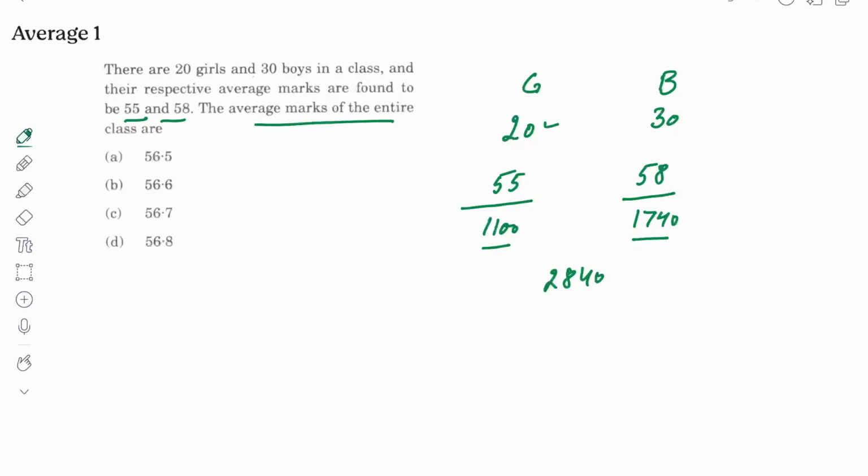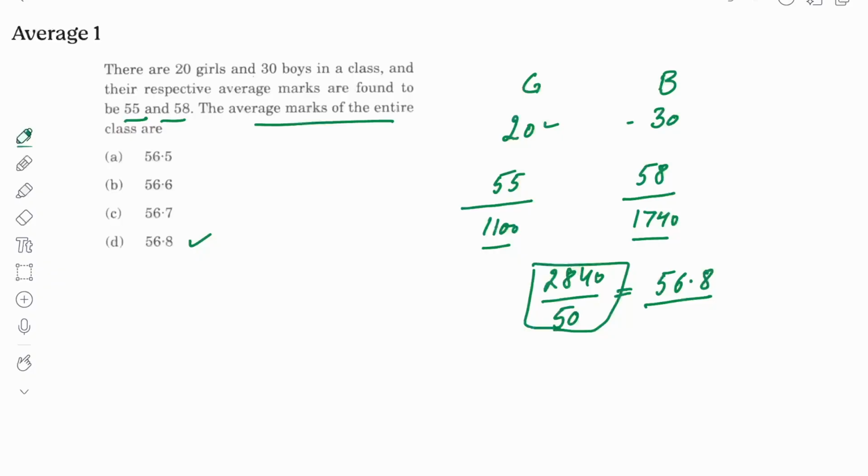And as we know, 20 plus 30, that's the total number of students, is 50. So we get the average of this, and that comes out to be 56.8. So that is the answer. That is one way where we are summing up the numbers and coming to a total, and then we are dividing it by the total number of students.